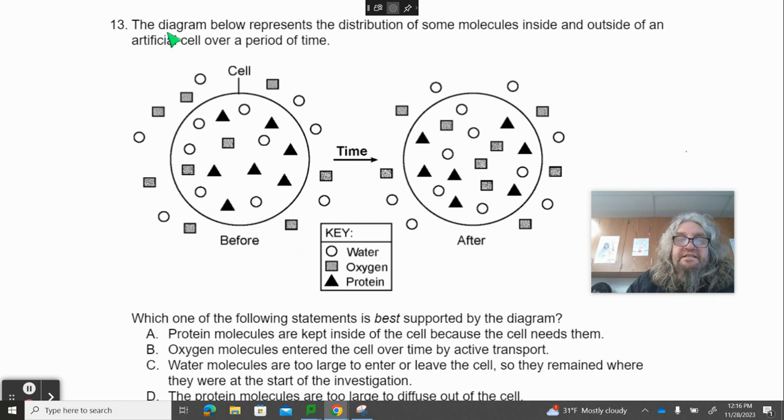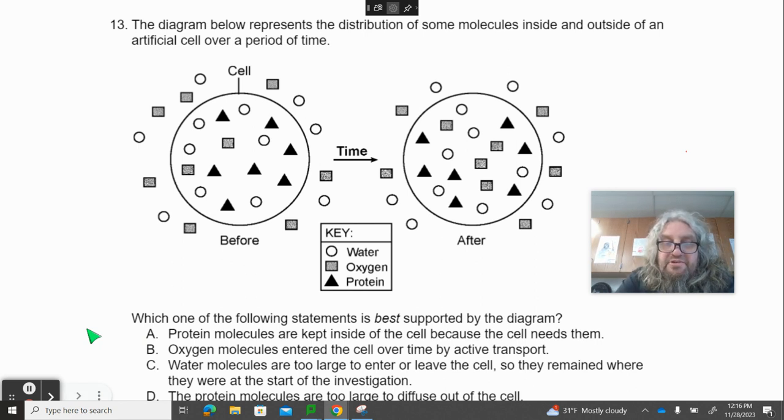Number 13, the diagram below represents the distribution of some molecules inside and outside of an artificial cell over a period of time. Here's the key: water is circles, oxygen is squares, proteins are triangles. Which one of the following statements is best supported by the diagram?